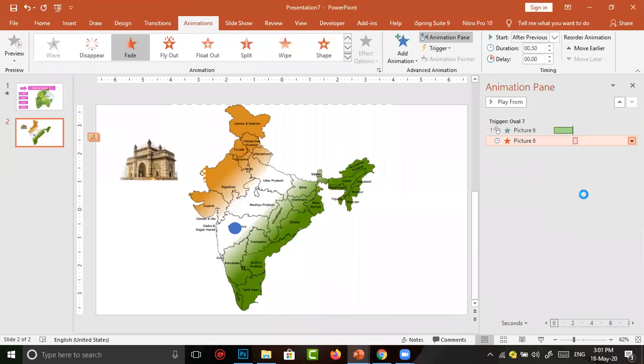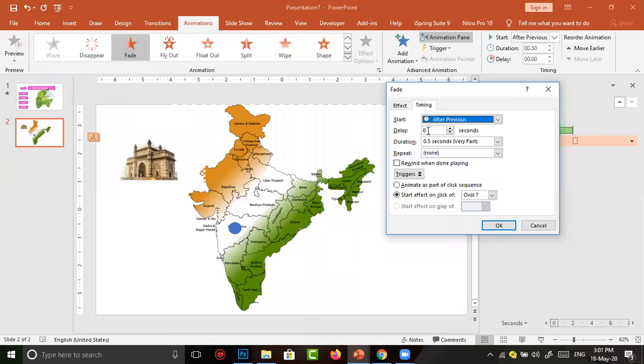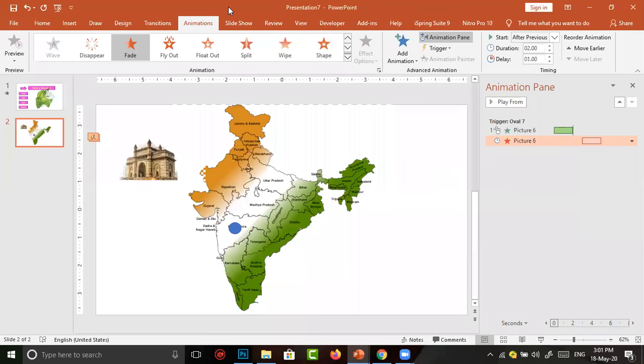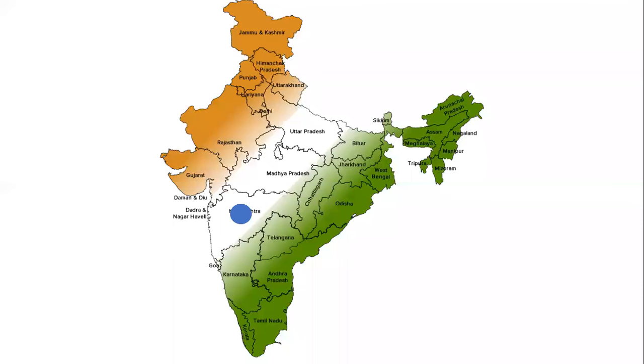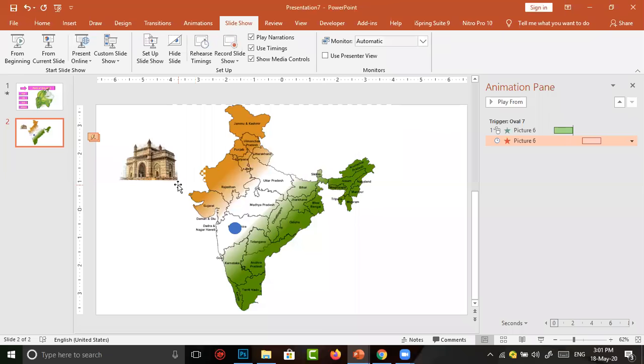Go to timing. 1 second later, it is also happening for 2 seconds. Then click on OK. Just check this slide. I'm going to click on Maharashtra. Likewise, you can add the images corresponding to different states. That is your activity.